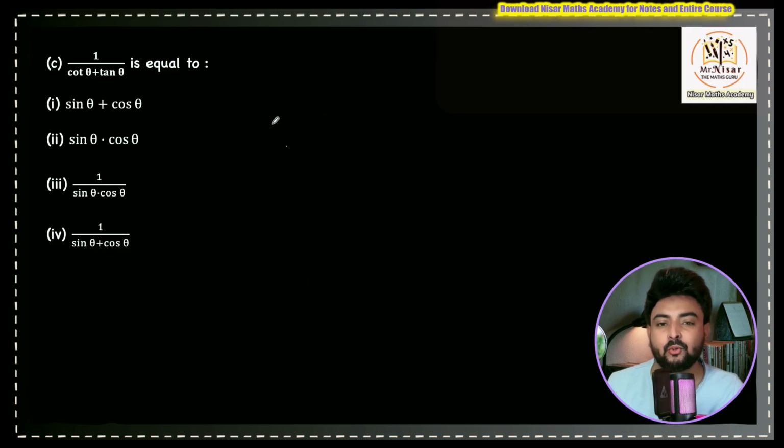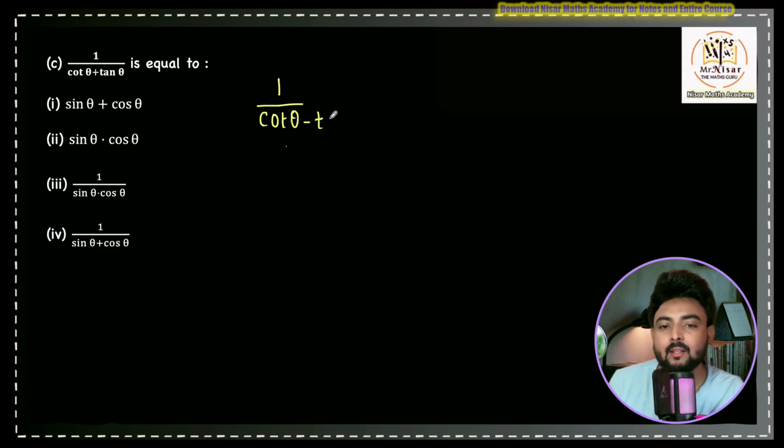Yeah, so the next question we have on the screen is 1 by cot theta plus tan theta. We have to find out in this. So children, the question is quite simple. The trick is given in the question itself. Here you say me, in the options, if you see, children, it's given in terms of sine and cos. So what should be our first step? Try to convert it into sine and cos.